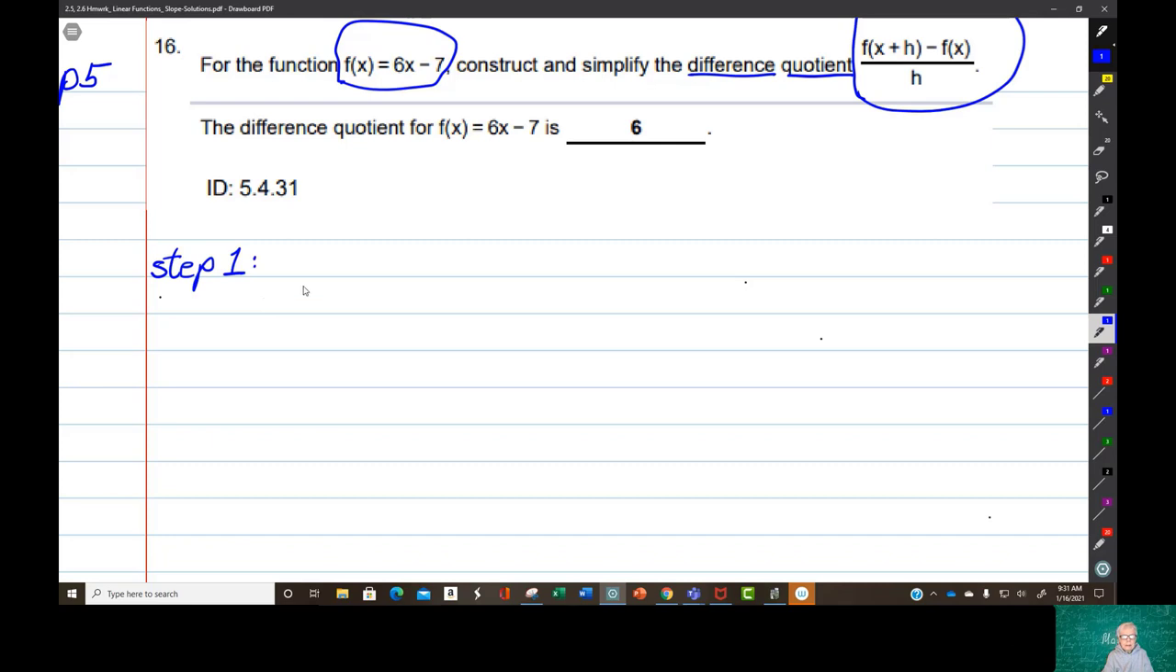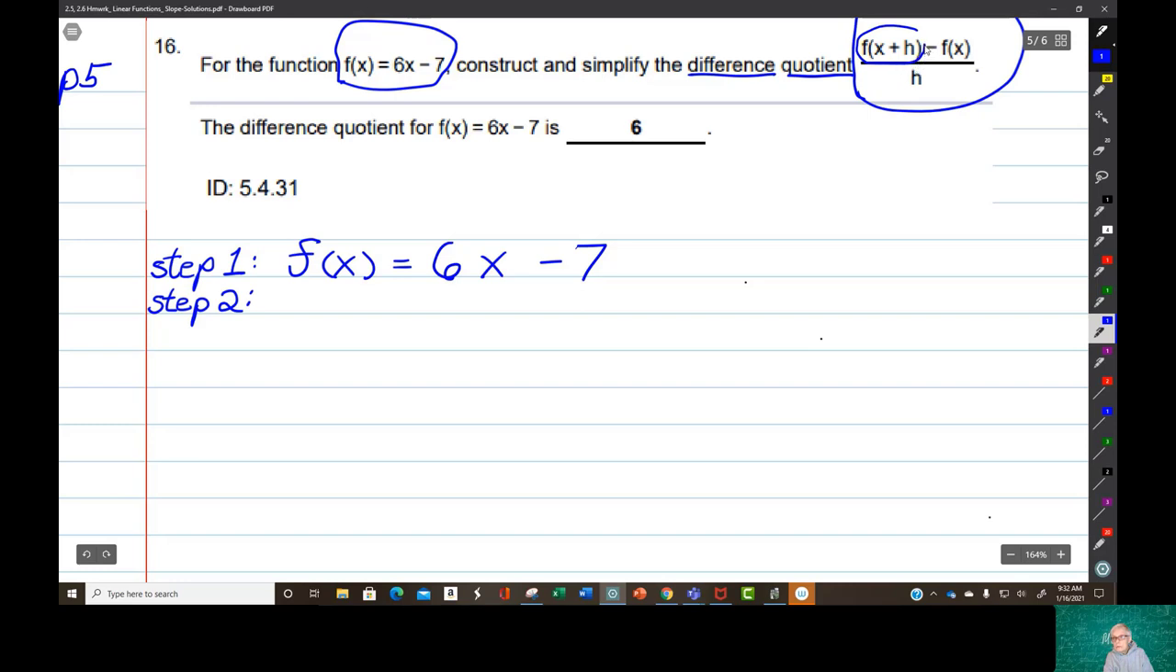Well, you know what f of x is, but write it kind of big. There's a reason. Step two. Now, here's the new step. F of x plus h. We've got to find out what that is.